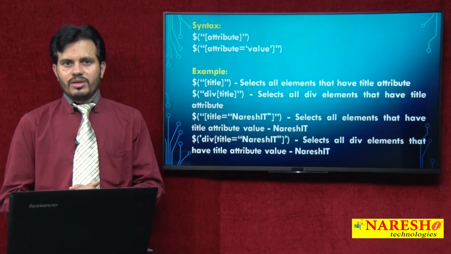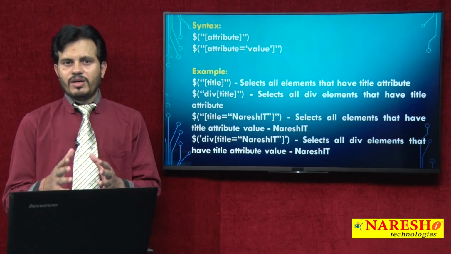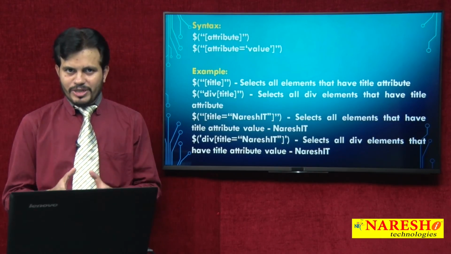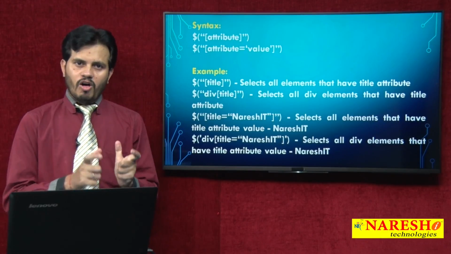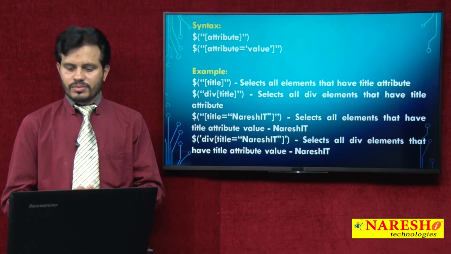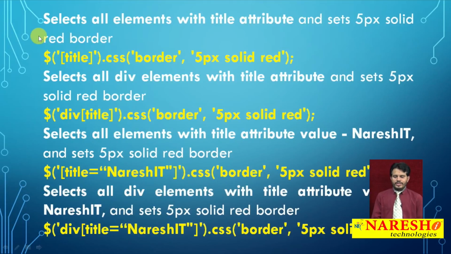Now we will elaborate this example in more detail, and we will see practically, while implementing with jQuery code, what exactly the output is going to be. I have one example here: select all elements with the title attribute and set a 5 pixel solid red border on those elements. Meaning we need to perform an action: setting a 5 pixel solid red border on those elements which have the title attribute.